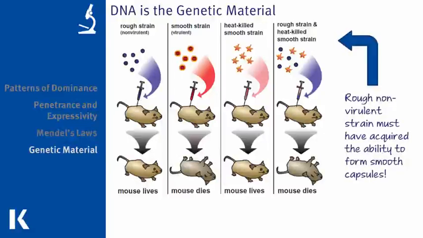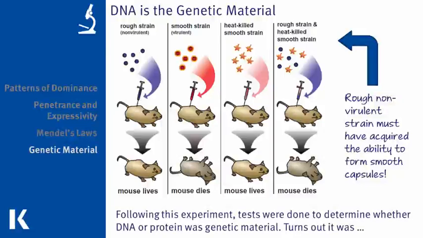Griffith hypothesized that the non-virulent strain must have somehow gained the ability to cause pneumonia from the heat-killed virulent bacteria. This is the transforming principle. With the information from this experiment, two other groups of scientists completed research that would disprove the old theory that proteins were the genetic material, and support the growing hypothesis that the genetic material was in fact DNA.